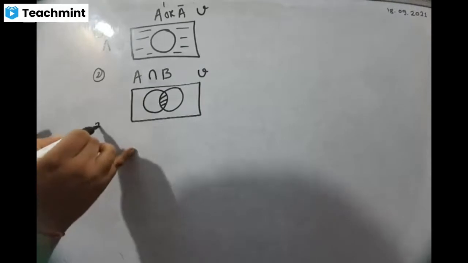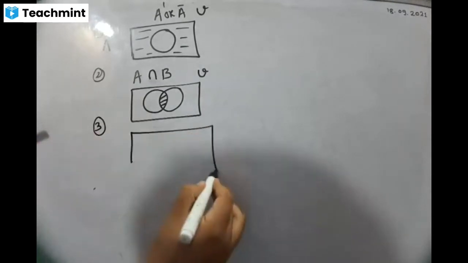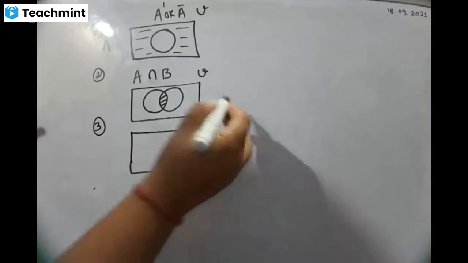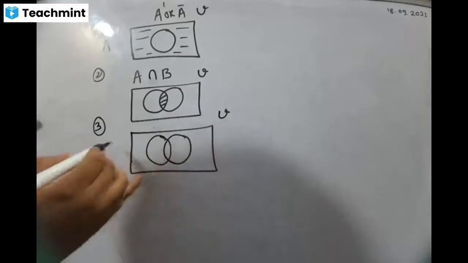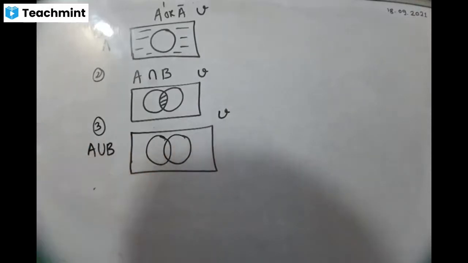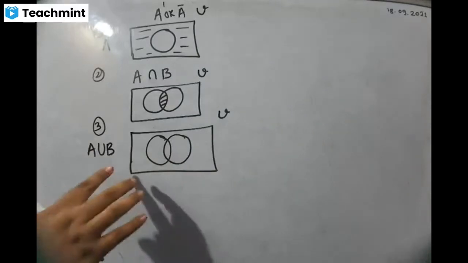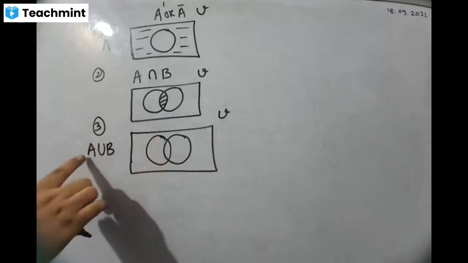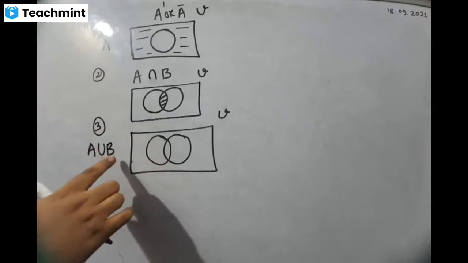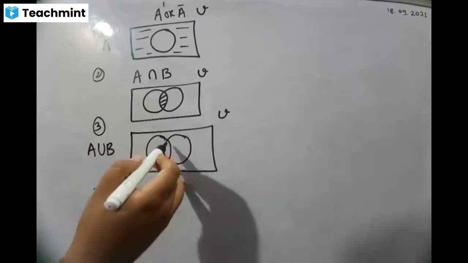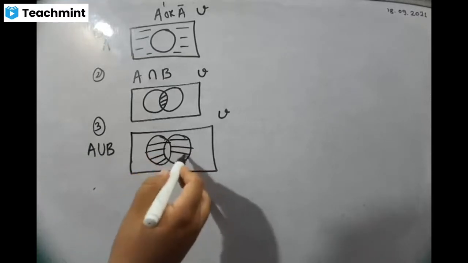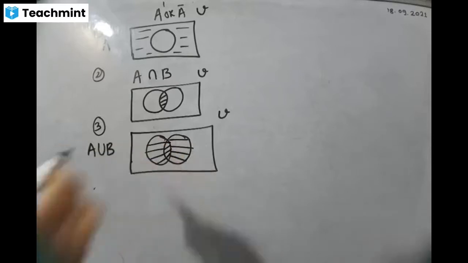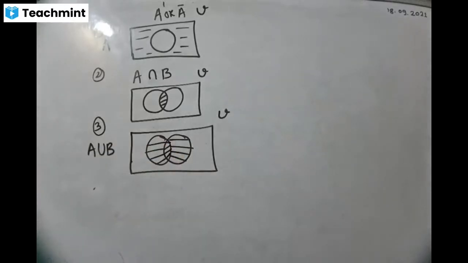Okay. The third one, again, this is the universal set U. Suppose this is a set A and this is a set B. Then we have A union B. A union B means all the elements of A. Okay, suppose an element belongs to A union B, X belongs to A union B means either the element is from A, or the element is from B, or it is from both. So this is the meaning of A union B.